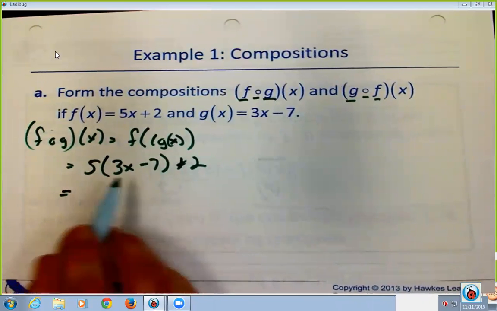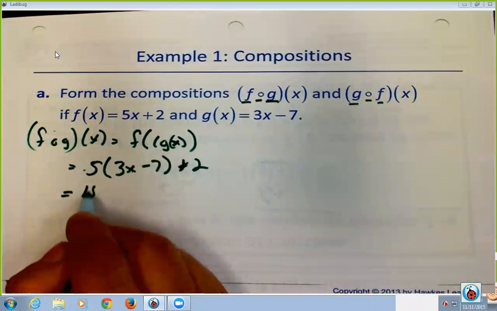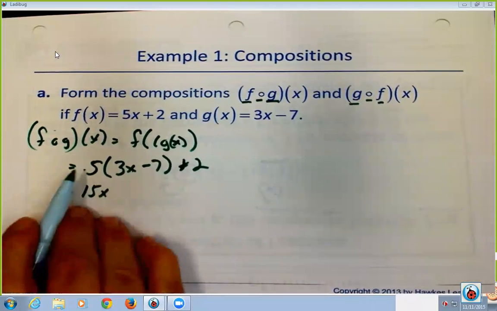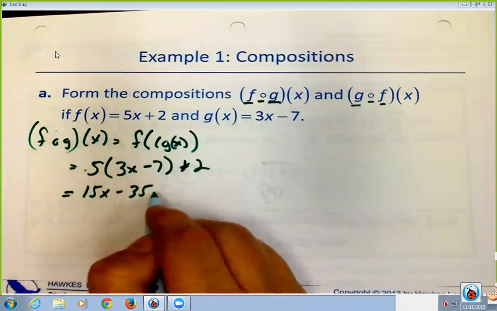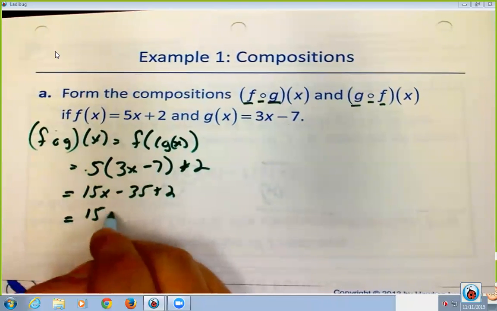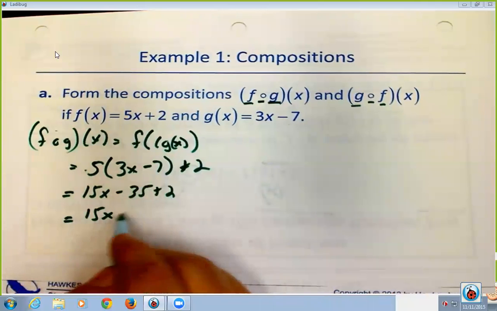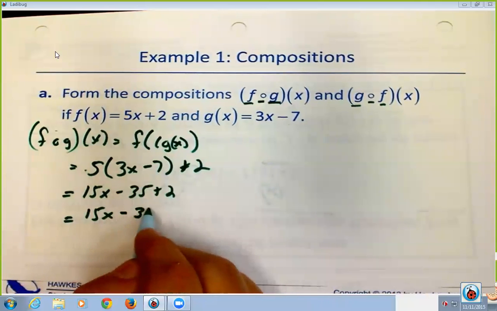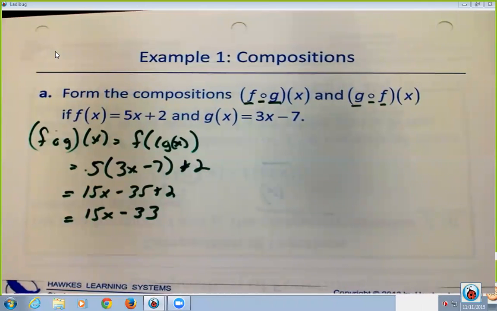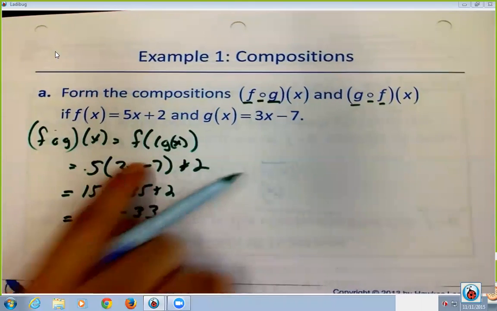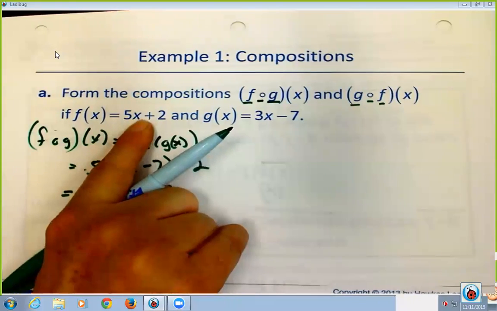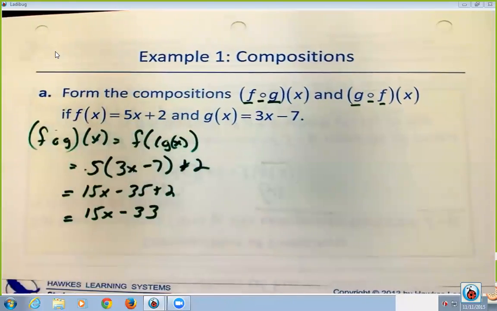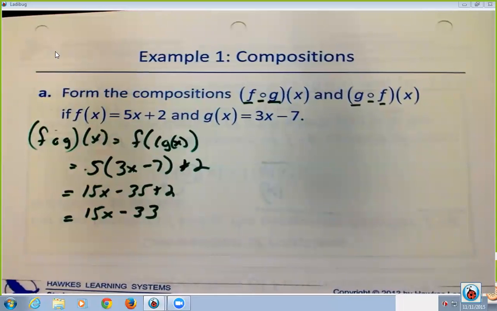So what's it going to equal? 5 times 3x is 15x. 5 times a negative 7, negative 35, plus 2. So I end up with 15x minus 33. We all good? So once I replace it, I'm good wherever it happens to be. Now, if f of x here had two pieces and had x's in it, I would still do the same thing. I'd just take g of x and stick it inside of it.